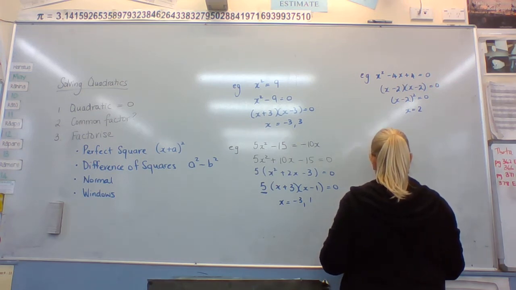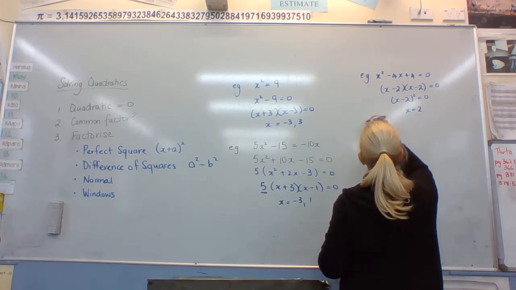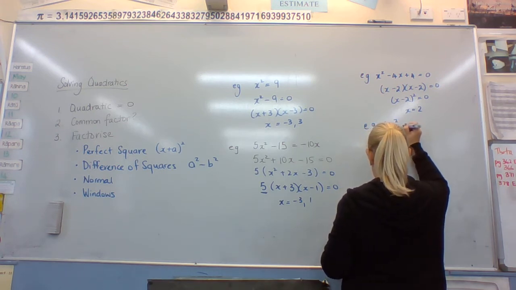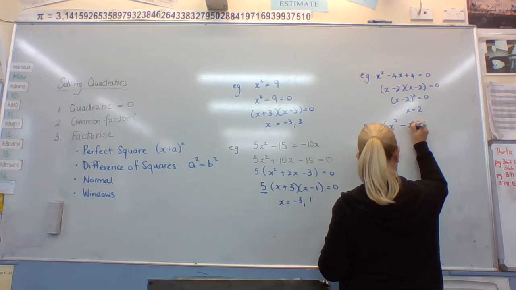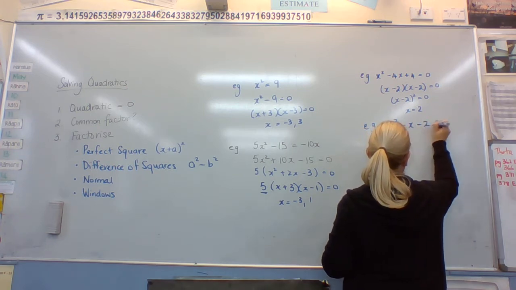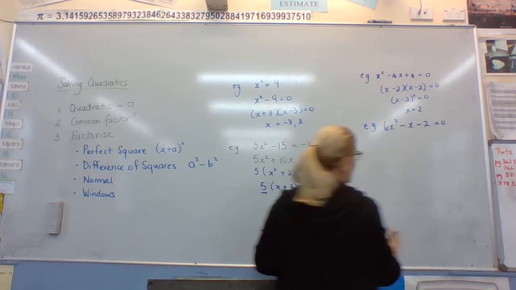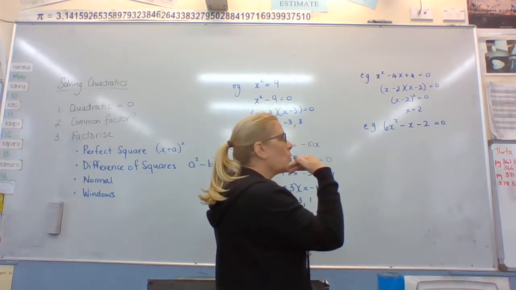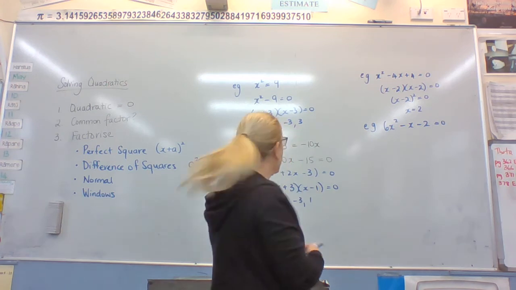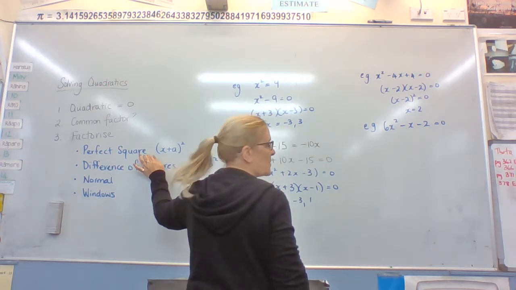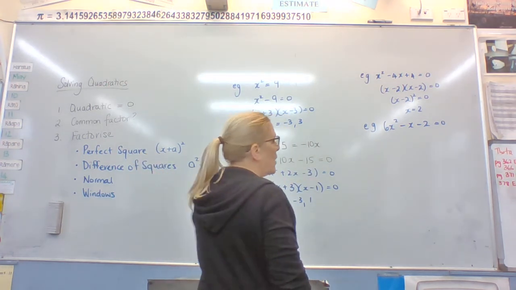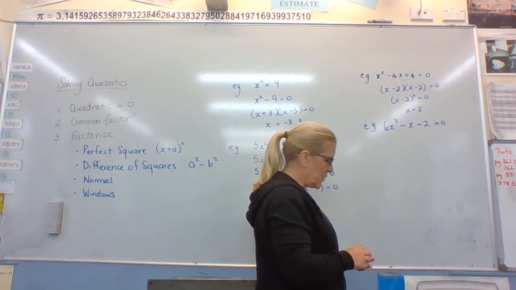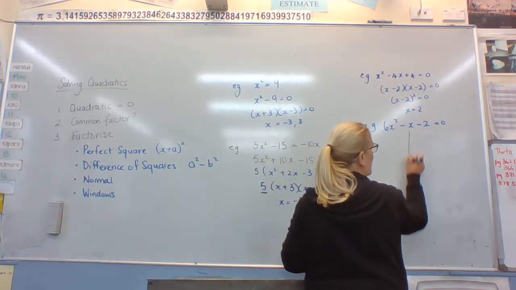So we may have had to rearrange this to get it equal to 0 like that, but once we're there, we've got no common factor. There's no number that can be taken out of all of them. It's not a difference of squares. It's not a perfect square. We can't think of a number because of that 6 in the front. So what do we have to do? We arrange it into a window.